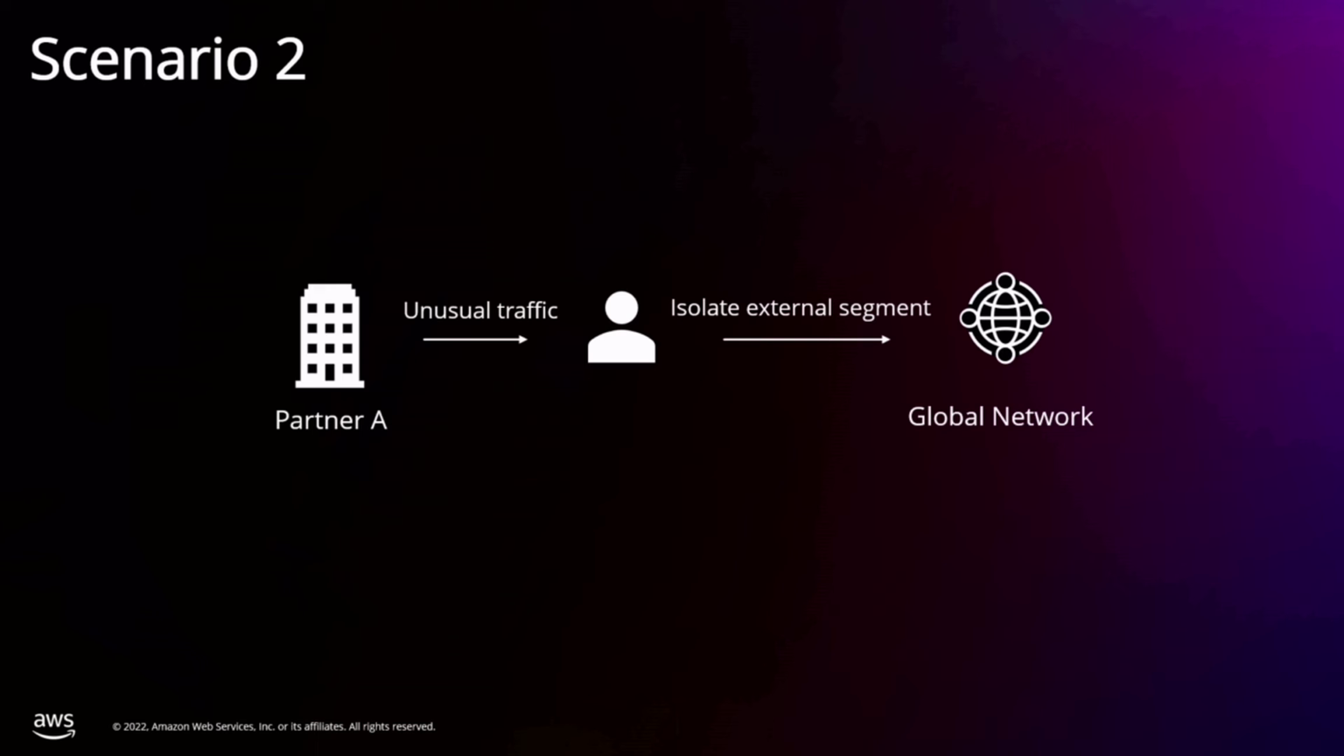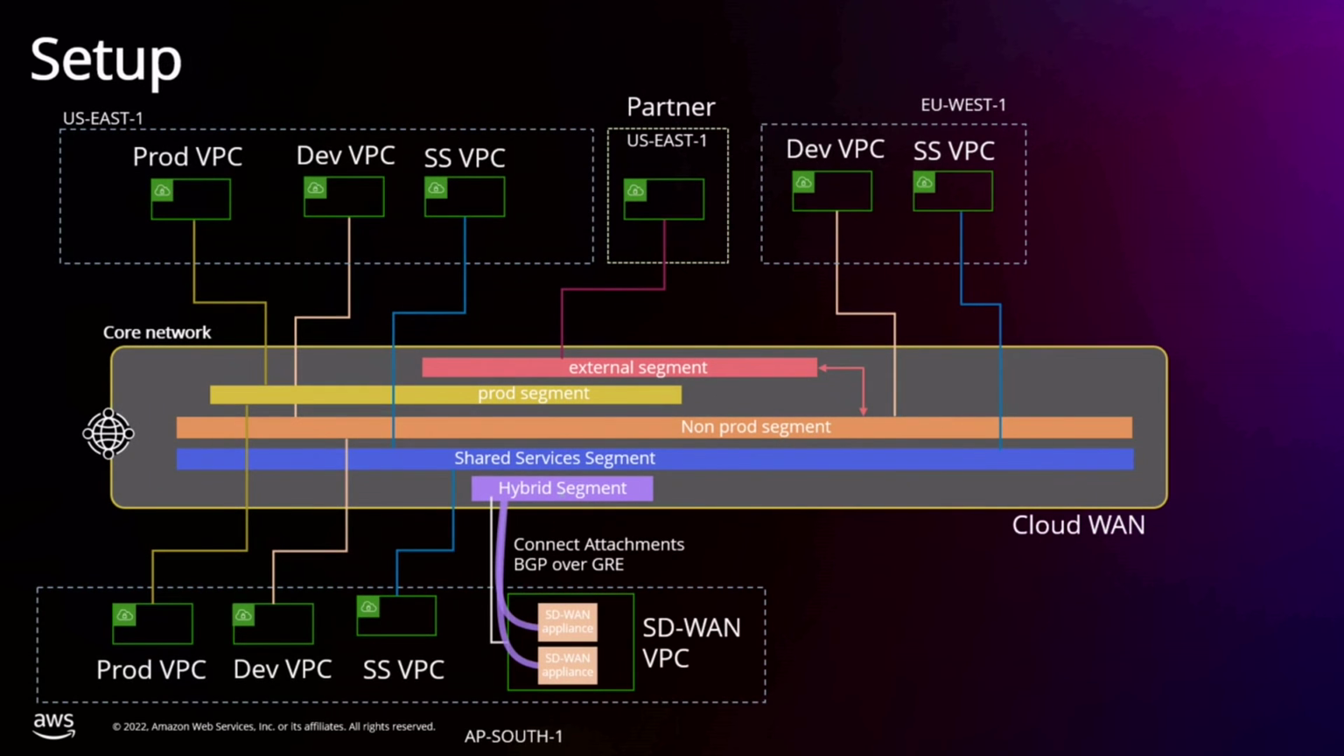Now, in scenario 2, the external VPC belongs to a partner, and it's sending some unusual traffic. So I'm going to go ahead and isolate the external segment. So if we jump back into our architectural diagram, you can see our external segment is sharing routes with non-prod, and this is what I want to disable.